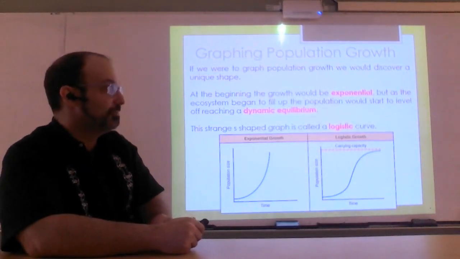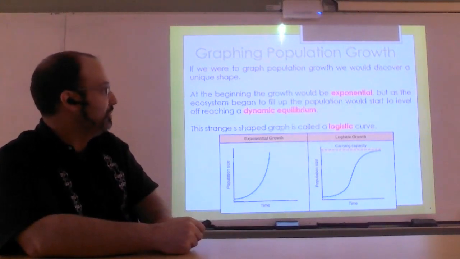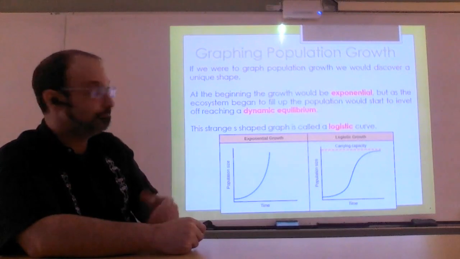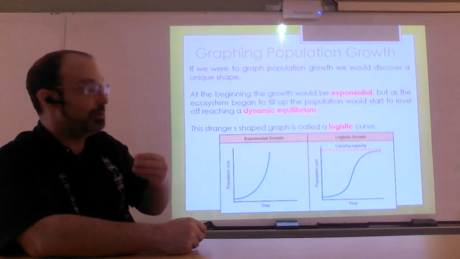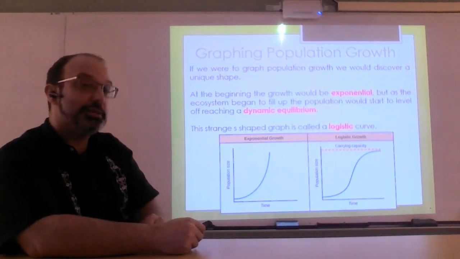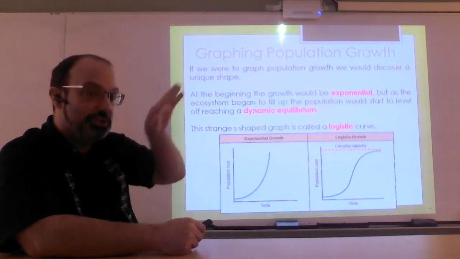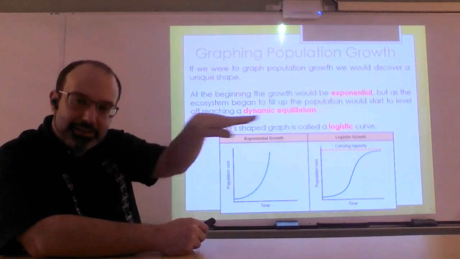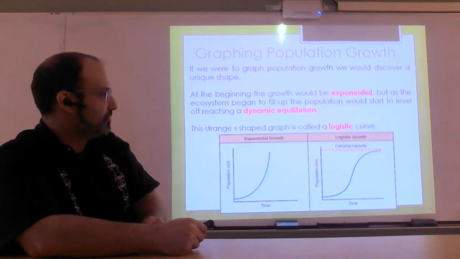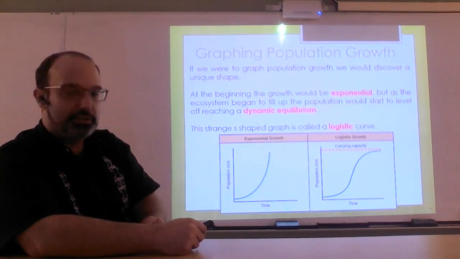If we were to graph this population growth that we're seeing, we would discover a very unique shape. Doesn't matter if it's human population or any other animal. At the beginning, the growth would be what we call exponential. But as the ecosystem begins to fill up, the population would start to level off, reaching a dynamic equilibrium. Dynamic meaning that it changes, and equilibrium meaning that it's kind of steady or balanced in some way. The strange S-shaped graph is called a logistic curve.